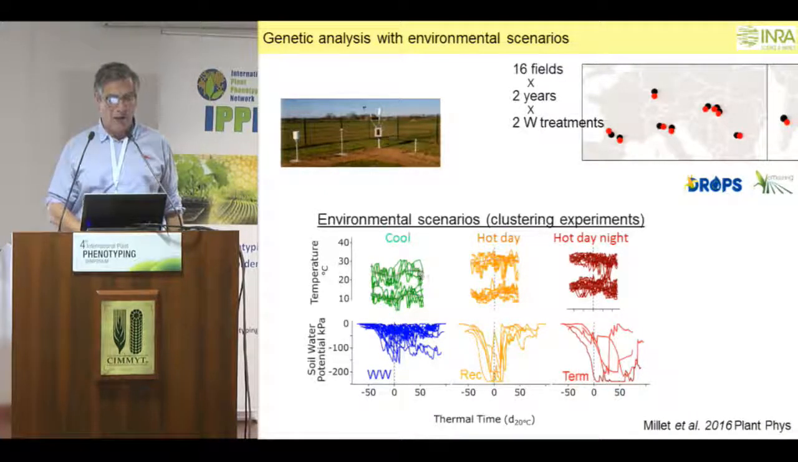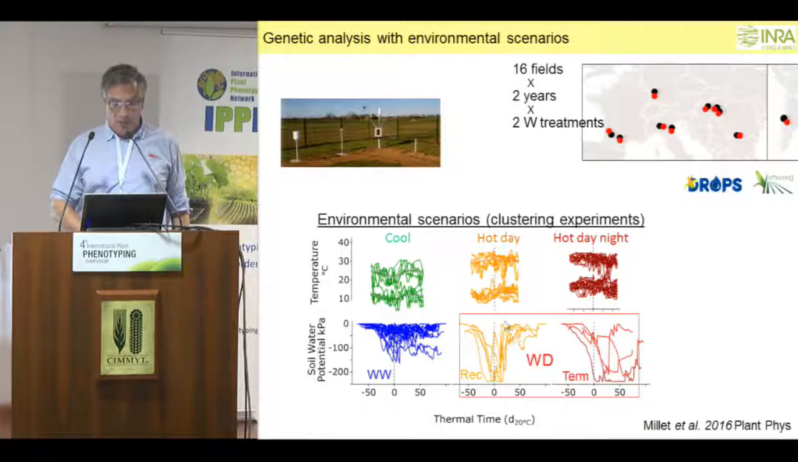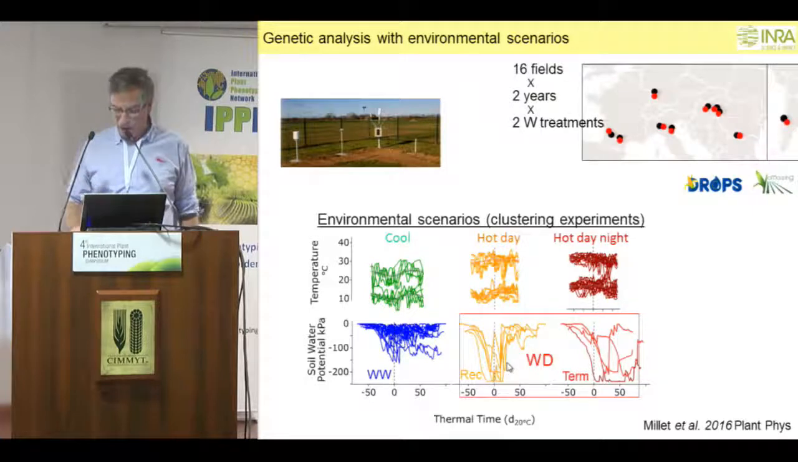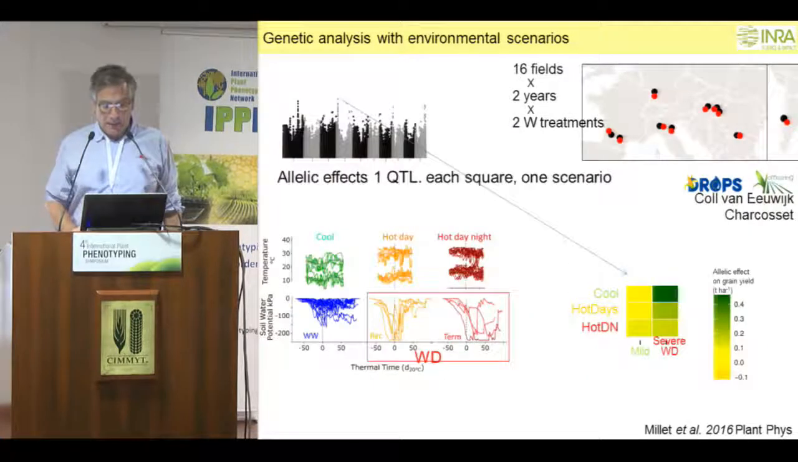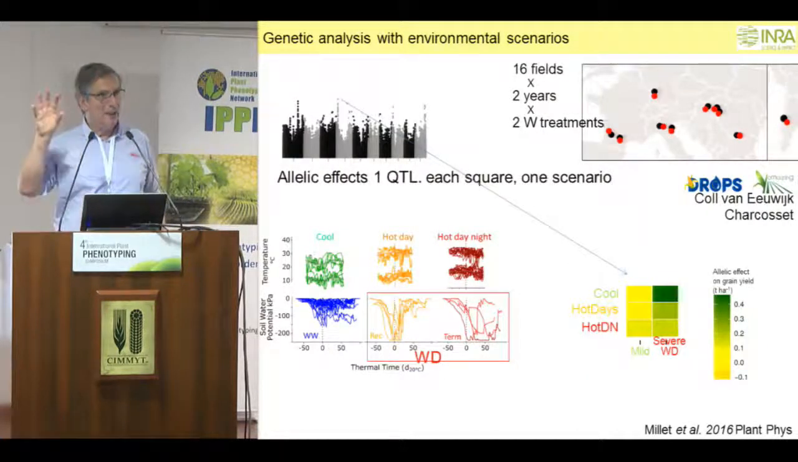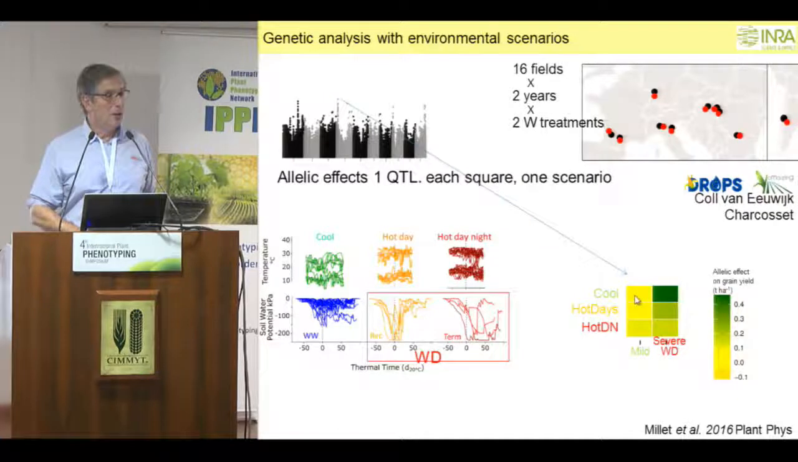And we have some series of experiments in which we have cool temperature, hot during the day, hot during both day and night, well water, not that bad, etc., etc. So for this talk, I will say just well water and water deficit, and this will be it. So what happens if we classify our environments in this way? For instance, one peak can have very positive allelic effect in one type of environment and nearly no effect in another one.